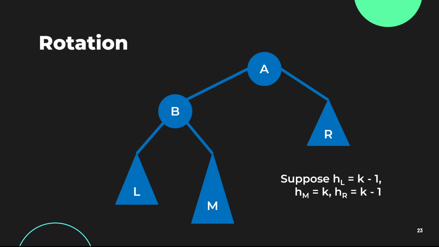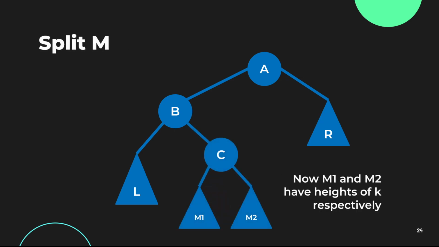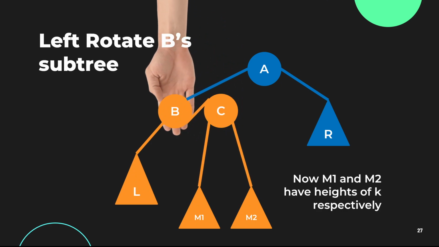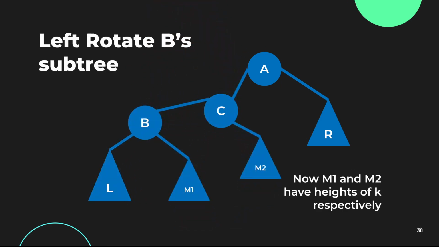Let's assume that M here has a node, and the node has children again. So let's assume I have M1 and M2 connected to a node C. This is your M. What I'm going to do now is left rotate everything here. If I left rotate this, just the normal algorithm, reconnect, and now this becomes your left subtree. Now is your left subtree left heavy or right heavy? Left heavy, because here it is K, but here it is K minus 1. So your left subtree is now left heavy.